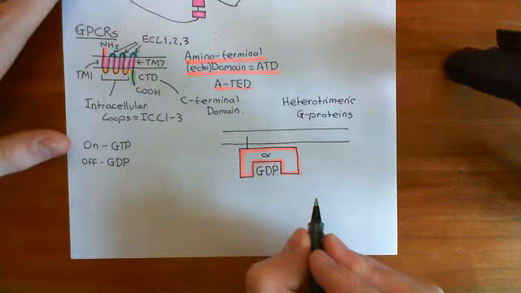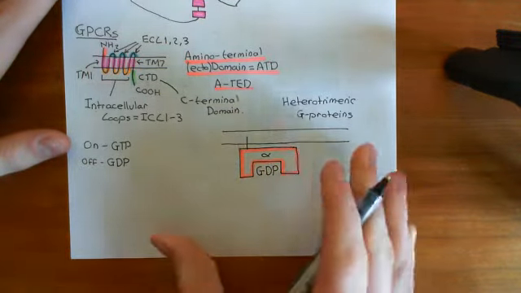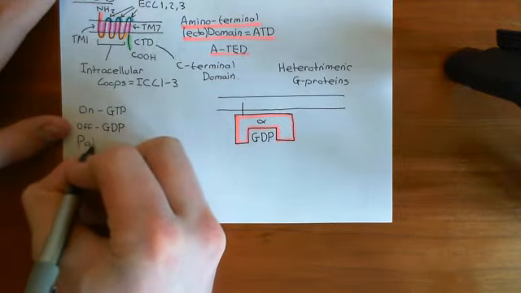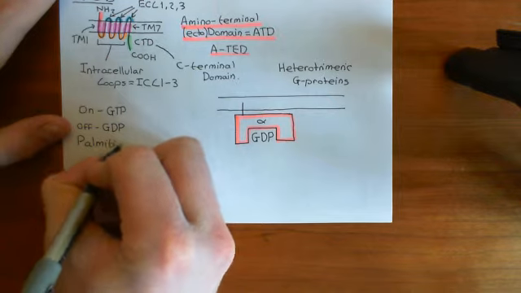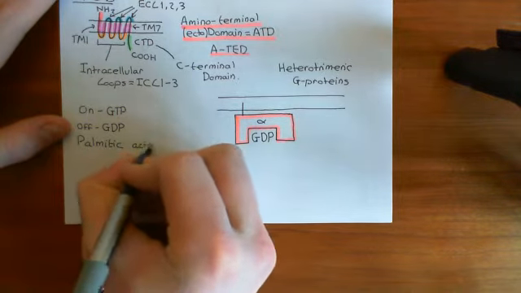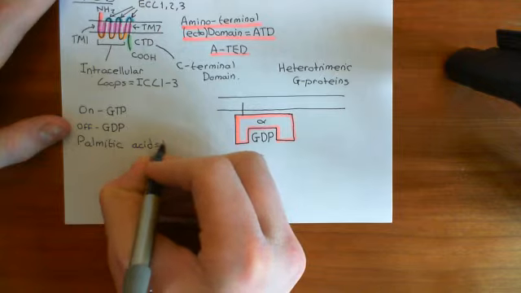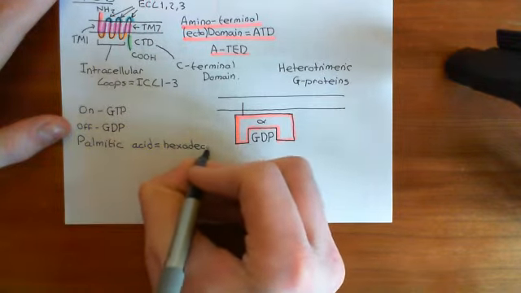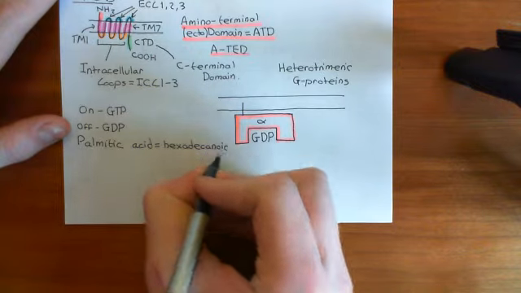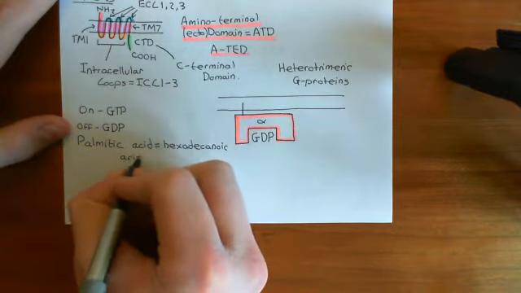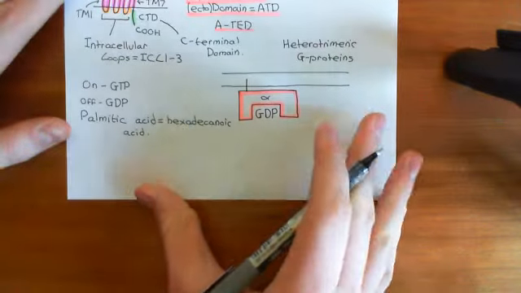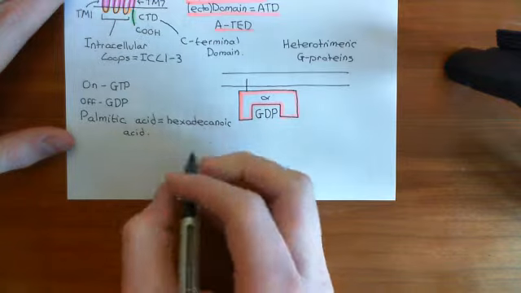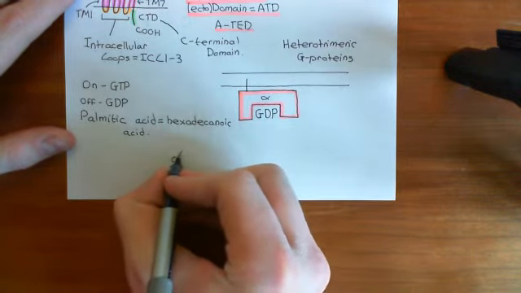Well, every alpha subunit gets palmitoylated. So let me show you what palmitic acid is. Palmitic acid is the old name for a molecule that would now be called hexadecanoic acid. And it's another example of a long-chain carboxylic acid. It's got a very similar structure, in fact, to stearic acid, octadecanoic acid. This name tells us that we're dealing with a fully saturated 16-carbon carboxylic acid.